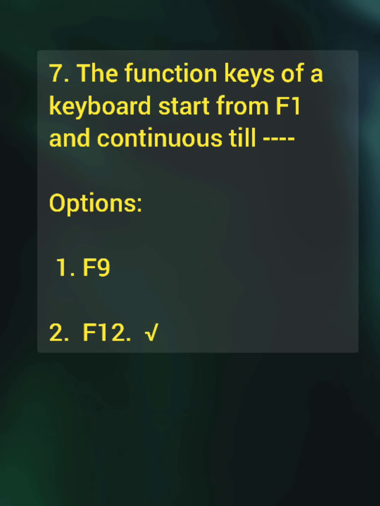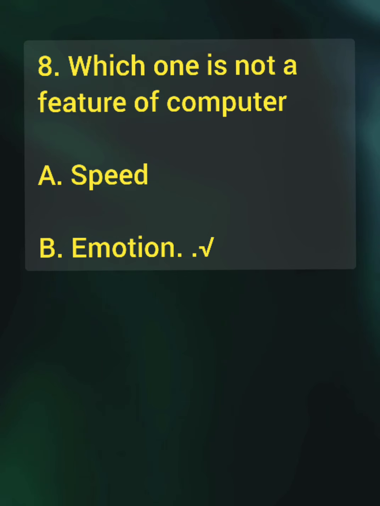The function keys on a keyboard start from F1 and continue till option 1 F9, option 2 F12. And the correct option is option 2 F12. Which of the following is not a feature of computer? Option 1 is speed. Option B is emotion. The correct answer is emotion.